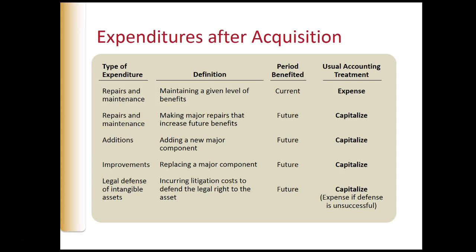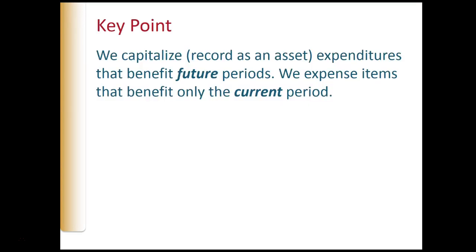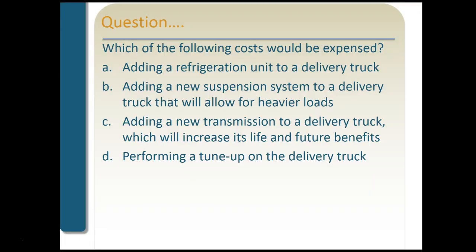If the firm successfully defends an intangible right, it should be capitalized. However, if the defense of an intangible right is unsuccessful, then the firm should expense the litigation costs as incurred, because those types of costs don't provide any future benefit for the firm. So a key point to remember is we capitalize the asset, which means we record as an asset expenditures that benefit future periods, but we only expense those items when it benefits only the current period.